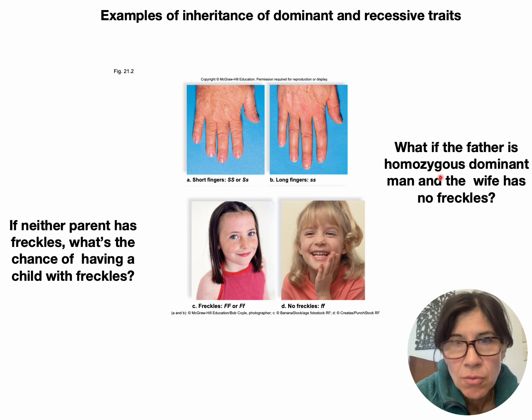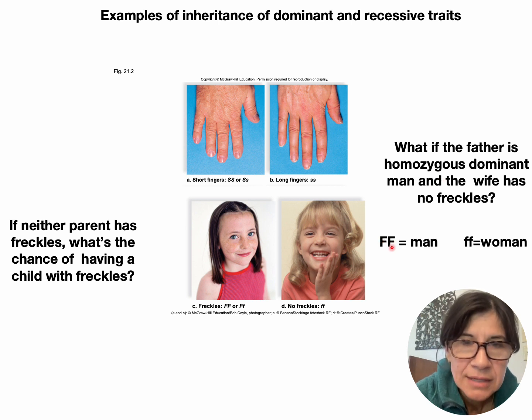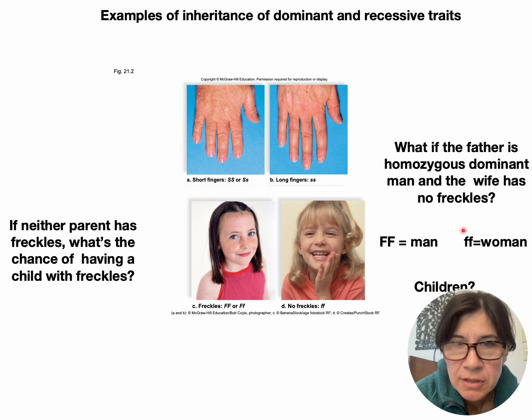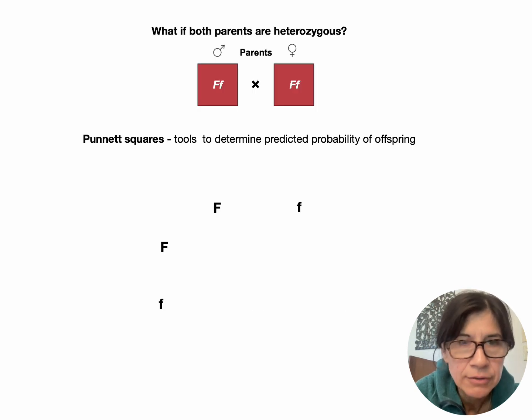What if the father is a homozygous dominant man? Okay, so I'm making you use the terms. If the father is a homozygous dominant man and the wife has no freckles, so this is the man, homozygous dominant, and the woman has no freckles, so she only has this. Then what are their children going to be? Well, the only thing that the man's sperm can have is a big F. The only thing the female egg can have is a little f. So all the children will be heterozygous big F, little f, which means all the children will have freckles.